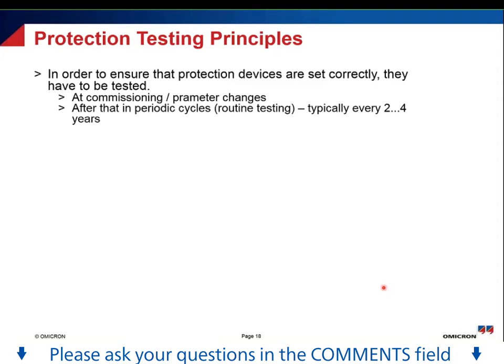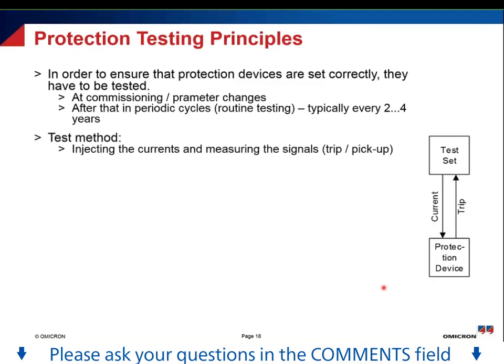And after this, typically there is a test in periodic cycles, which is called routine testing. Depending on the utility where you are, this is between 2 to 4 years as a cycle. So every 2 to 4 years, every relay needs to be tested. But oftentimes these routine tests don't necessarily need to be as extensive as the commissioning tests.